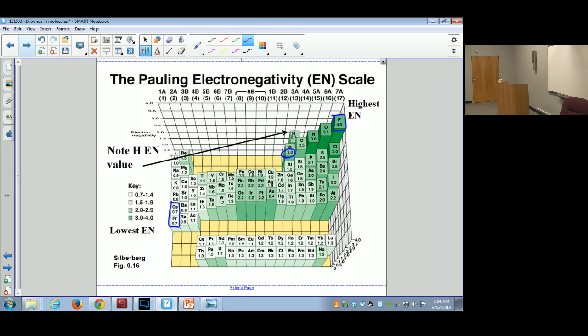I also want you to notice a couple of other things. Here's hydrogen. Hydrogen is one of those weirdos that moves around. That's not a metal, even though it's over here in group 1. It's a non-metal. It just happens to have one electron. That's why it's in group 1. This has a relatively high electronegativity, and it's very close to carbon. So keep that in mind.